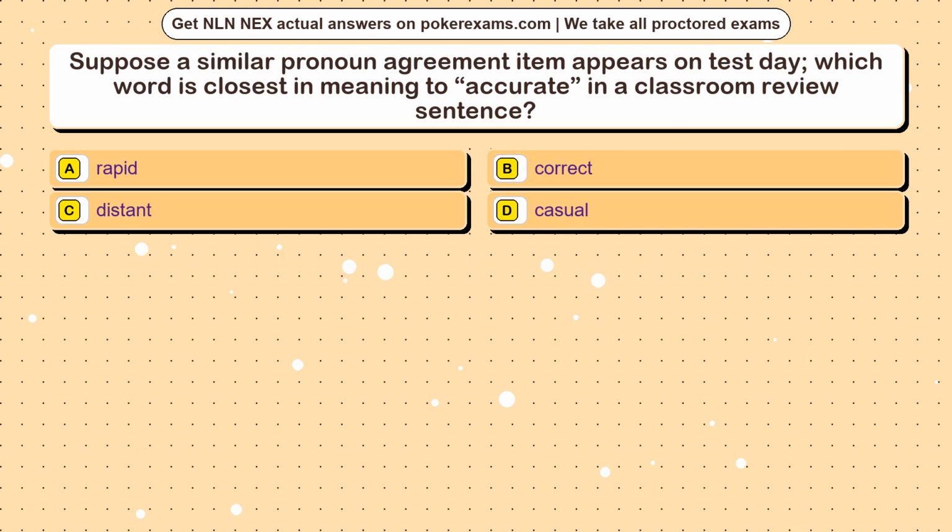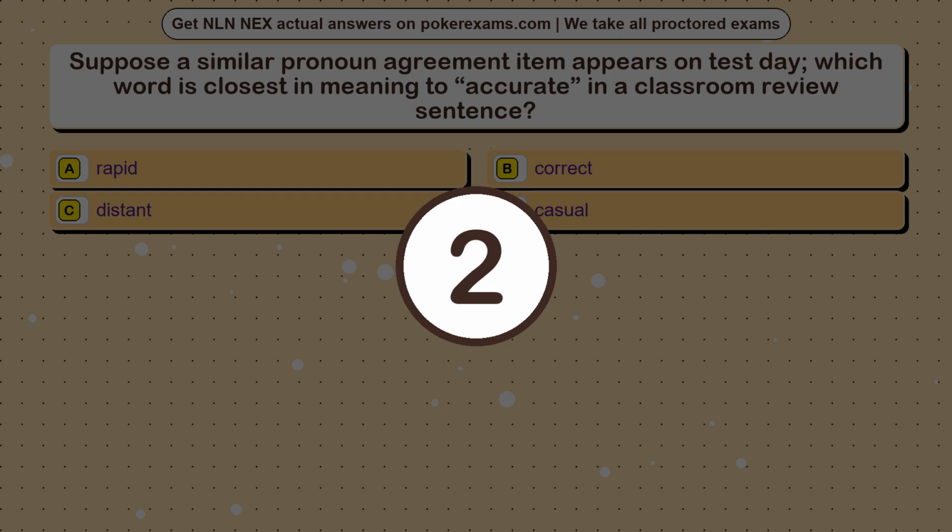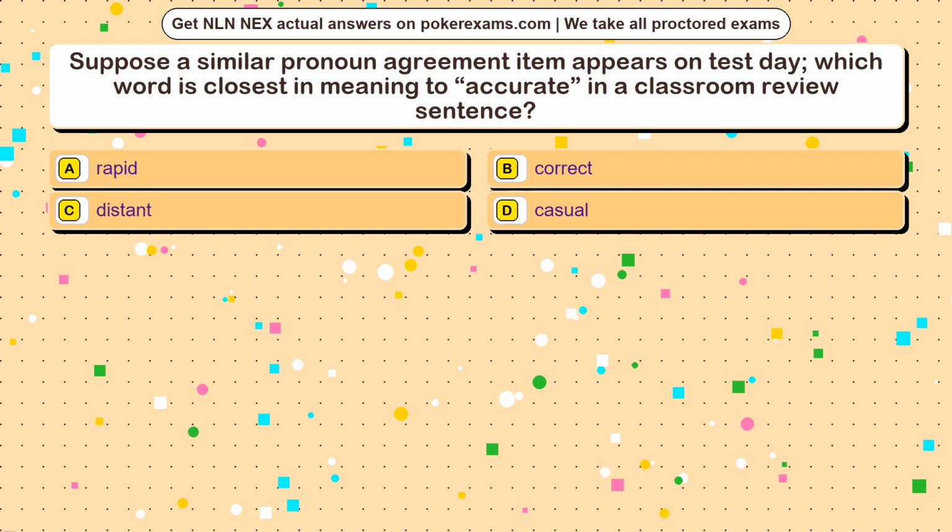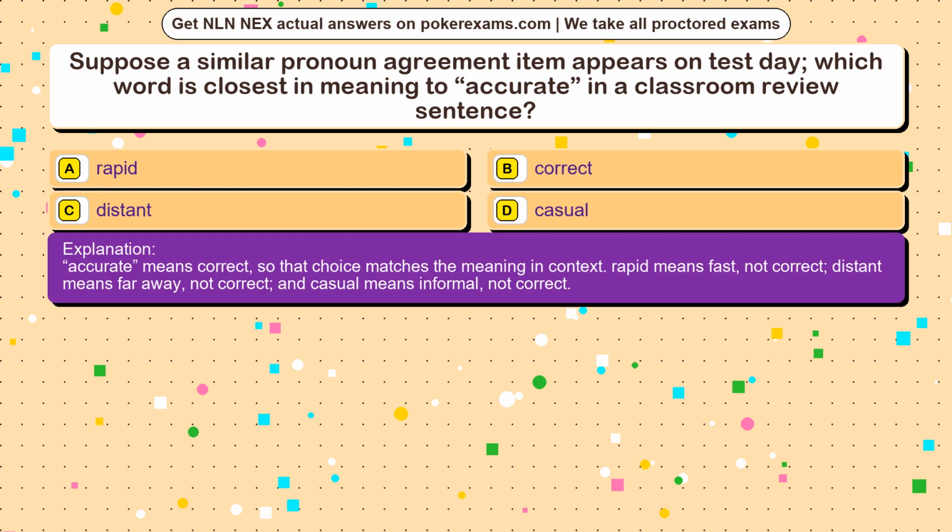Question 7. Suppose a similar pronoun agreement item appears on test day. Which word is closest in meaning to accurate in a classroom review sentence? Option A, rapid. Option B, correct. Option C, distant. Option D, casual. The correct answer is option B. Accurate means correct, so that choice matches the meaning in context. Rapid means fast, not correct. Distant means far away, not correct. And casual means informal, not correct.